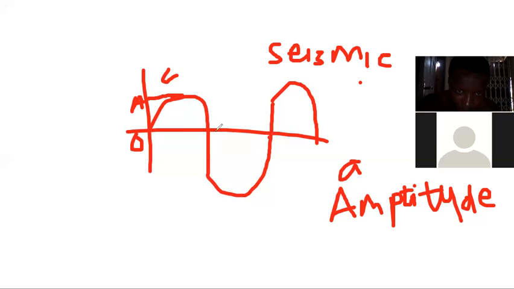When you add this one to this one, it becomes one complete cycle. The time it takes to move from here to here is a complete cycle. So the time it takes a particle to make one complete cycle, or one complete oscillation, is what we term the period, and it is denoted by capital T. And the SI unit is seconds.